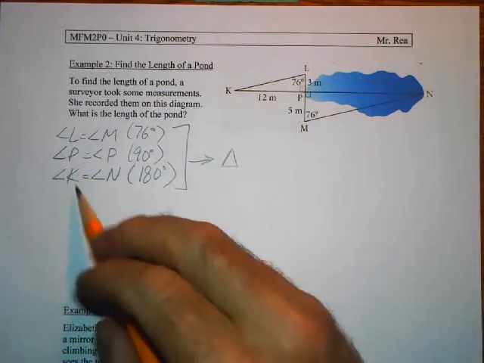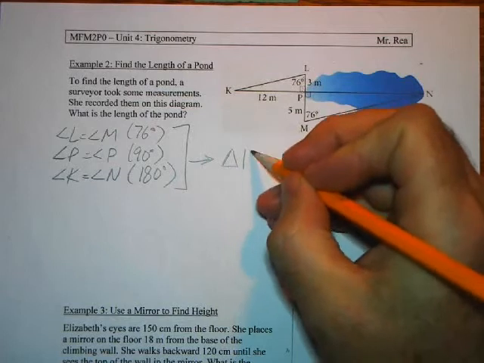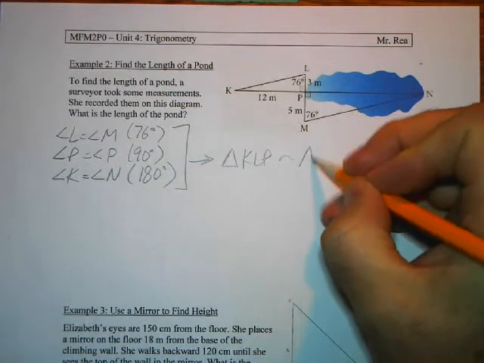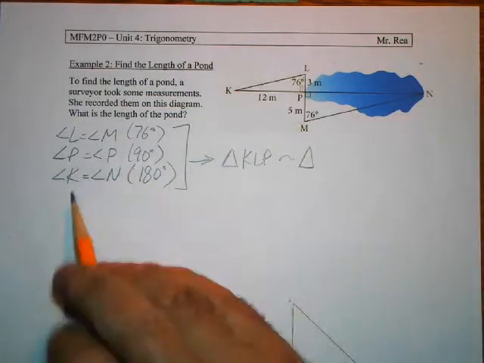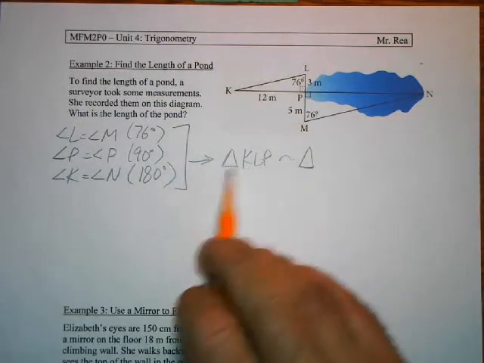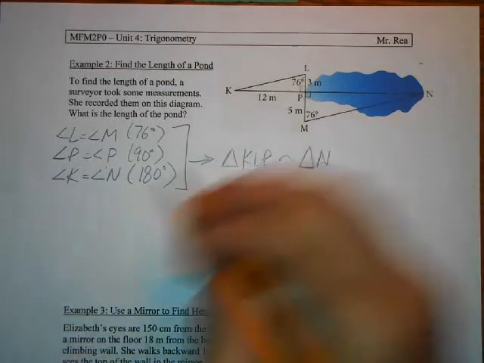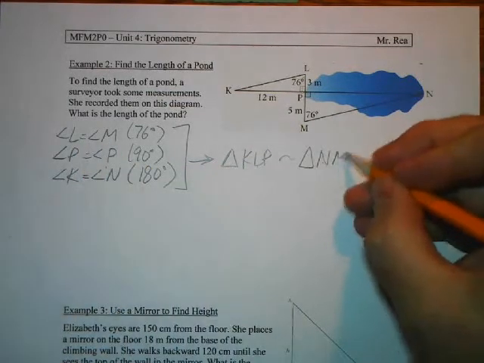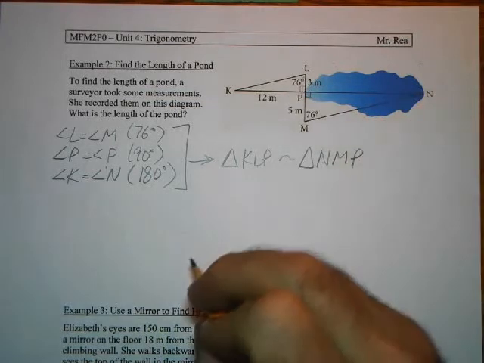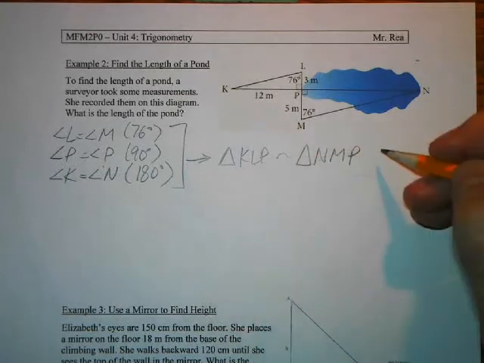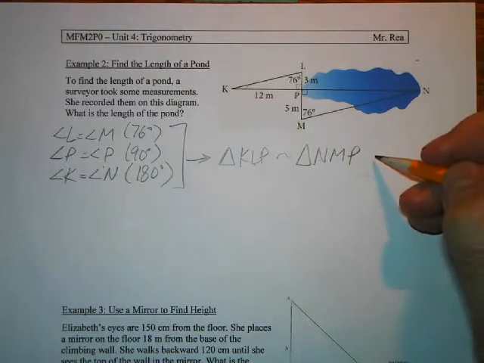Now I'll just pick these. I'll name this KLP. That's in alphabetical order, but it doesn't have to be. You can choose any order you want, but then you have to match up the angles in the right spot here. So K is the same as N, so it goes first. L is the same as M, and P is the same as P. So there's our similar triangles: triangle KLP is similar to triangle NMP.